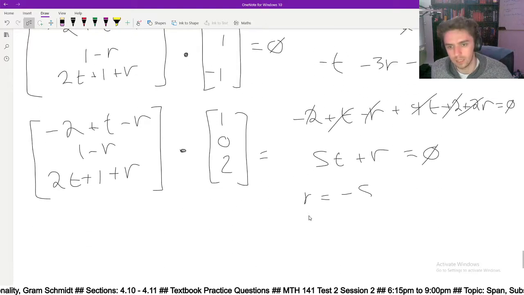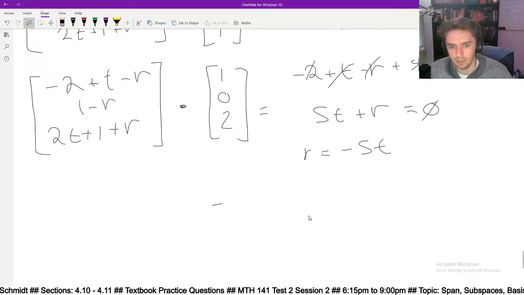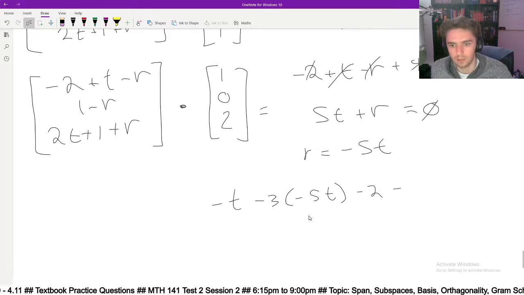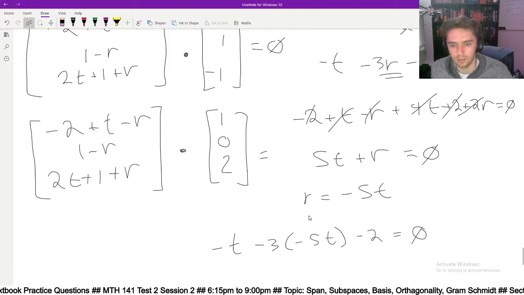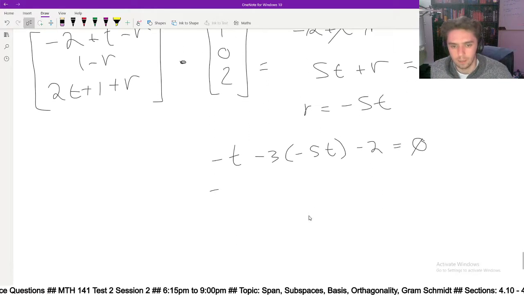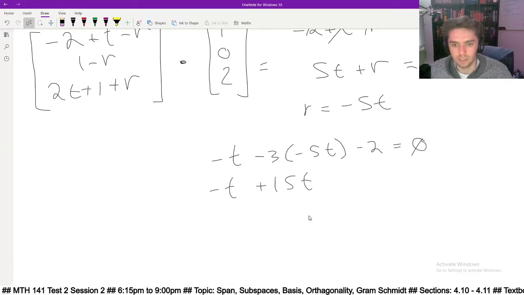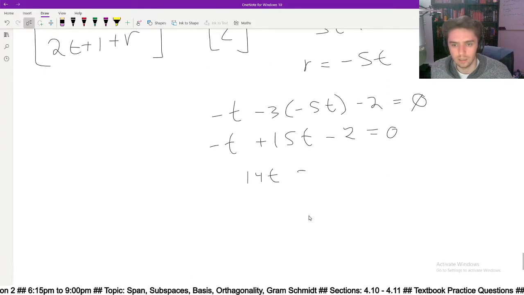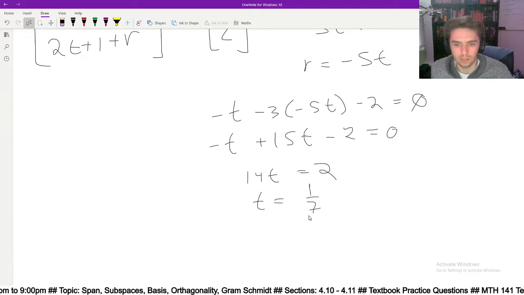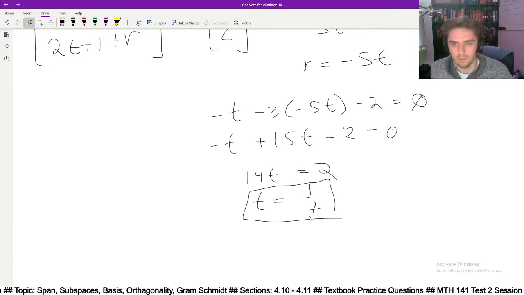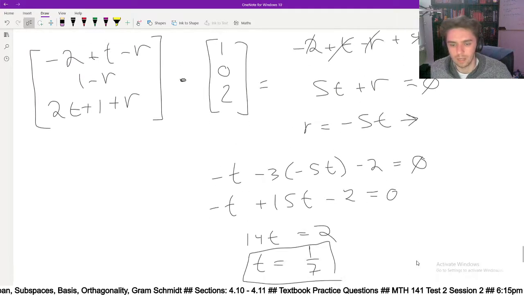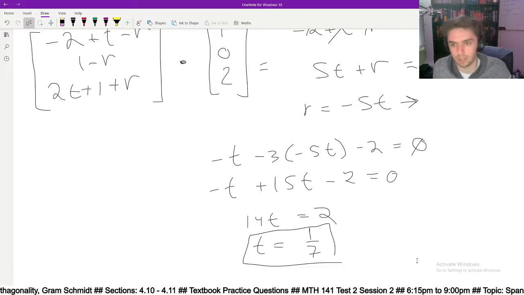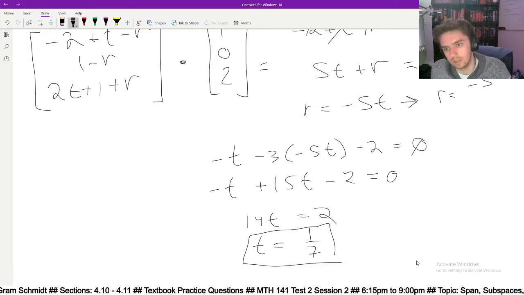So r equals negative 5t. Put that into here. Negative t minus 3 times negative 5t minus 2 equals 0, right? Because it was r here, so I put minus 5t. Minus t plus 15t minus 2 equals 0. 14t equals 2. T equals 1/7. Okay, that's t. And so r is minus 5 times 1/7, or minus 5/7. That doesn't simplify, so r equals minus 5/7.